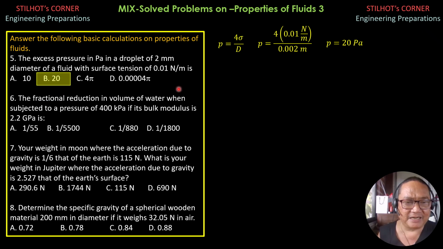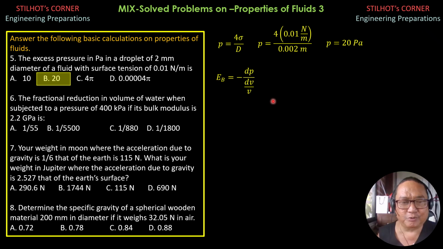6. The fractional reduction in volume of water when subjected to a pressure of 400 kilopascals if its bulk modulus is 2.2 gigapascals is, so bulk modulus E_B equals negative differential P over differential volume over volume. So let's evaluate negative differential volume over volume because it is anticipated here we have volume reduction. So the volume reduces, of course, when the given mass of liquid, or fluid, is compressed with this pressure.